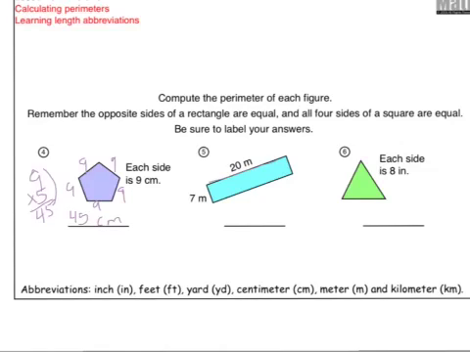The next one, this one's 20 meters, that's 7. Don't forget this side and that side, so you're going to add 27, 20, and 7, and that's 27 plus 27, which is 54. 54 meters is the answer. And then each side of this triangle is 8 inches. So you got 8, 8, and 8. You can add those together, or you can do 8 times 3 to show your work. And the answer is 24 inches.